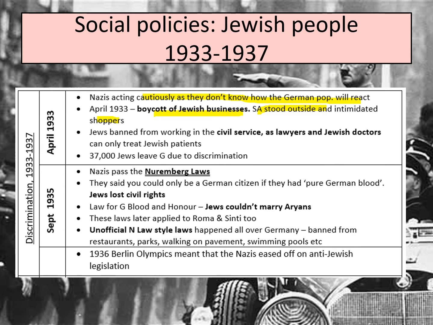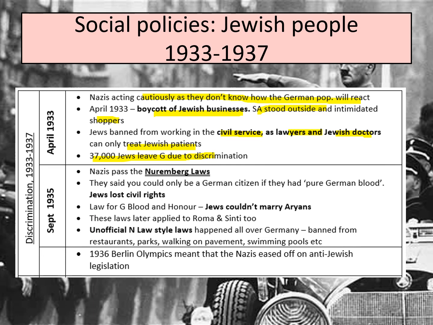They also then pushed them out of lots of different jobs, including pushing Jews out of the civil service and being lawyers, and they could no longer be doctors that treated Aryan German patients. They could now only treat other Jewish people. As a result of this level of discrimination, 37,000 Jewish people left Germany, often not being able to leave with more than about 1,000 marks and only with what they could carry. Some people made the very difficult decision to leave at that point.